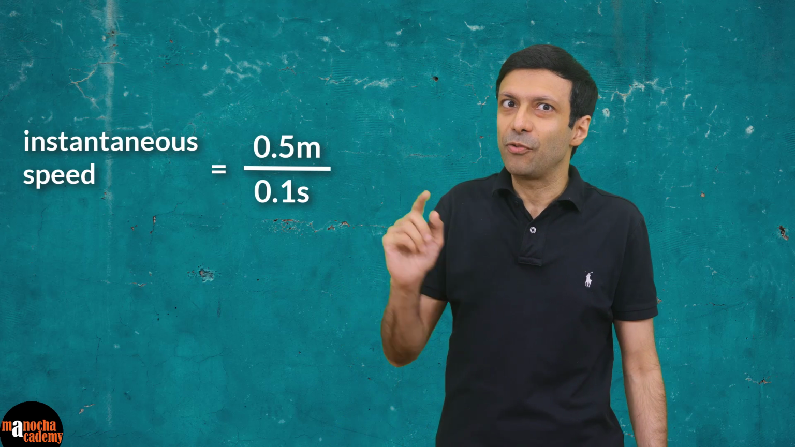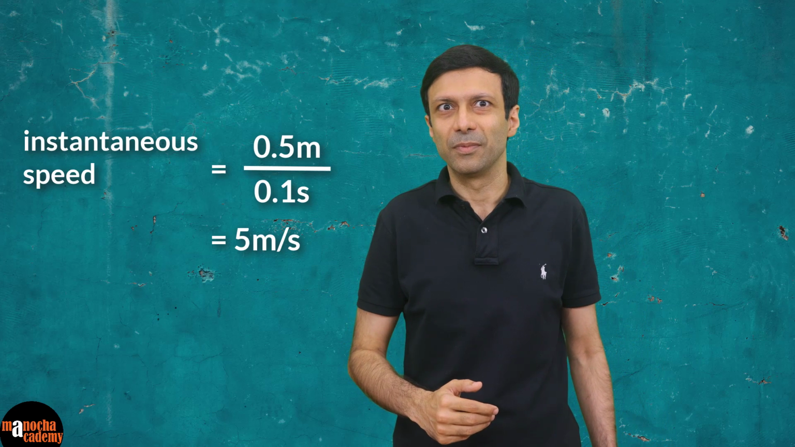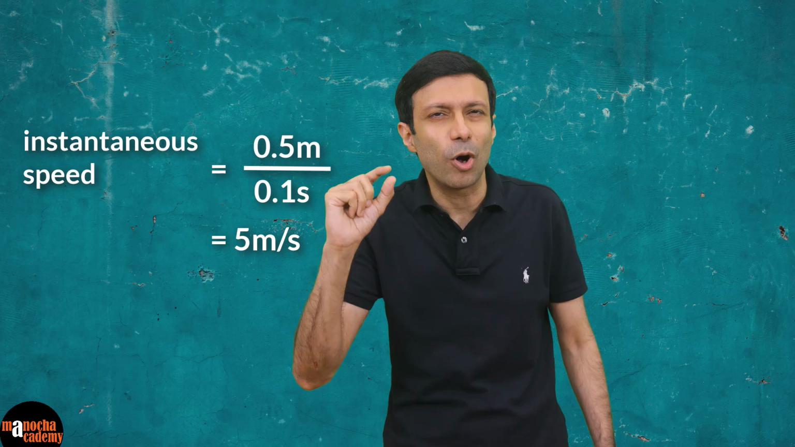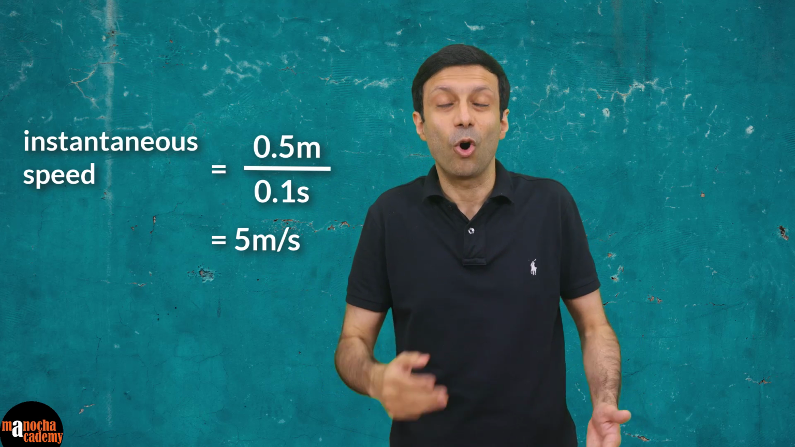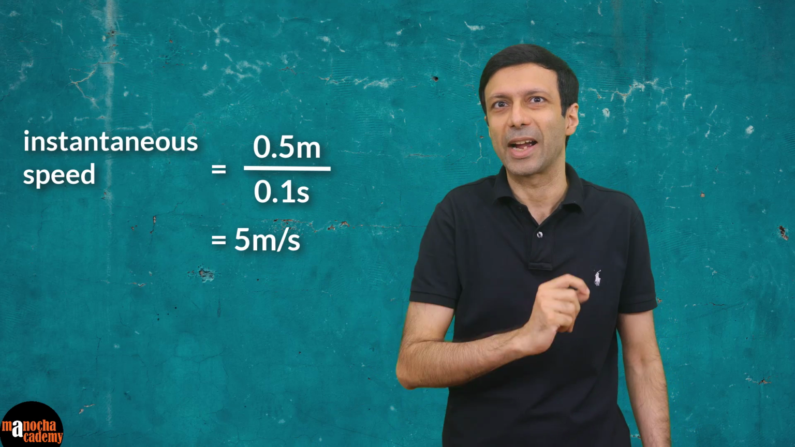Do you know how the speedometer is calculating the instantaneous speed? It calculates the distance traveled by the car in a very short interval of time. For example, how much the car travels in the next, let's say, 0.1 second. So let's say the car travels 0.5 meters in 0.1 second. So the instantaneous speed will be 0.5 meters divided by 0.1 second, which is 5 meters per second. Now you can make the time interval even smaller and smaller, like 0.01 second or 0.001 second and so on. And the instantaneous speed will be more accurate.